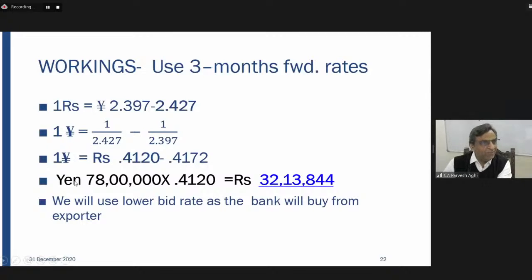So now we know that we have 78 lakh yen to receive. So we will multiply this with the bid rate, because we are an exporter. So we'll be going to the bank and selling our yen to them. So the banker's buying rate and our selling rate is 0.4120. So we'll look at the bid rate and then multiply with that. So we get 32,13,000. So this is how I've arrived at the conversion of yen into rupees after 3 months. So if we go for a forward option and take a forward rate contract with the bank, we are going to get 32,13,000 at the end of say 3 months, 90 days.